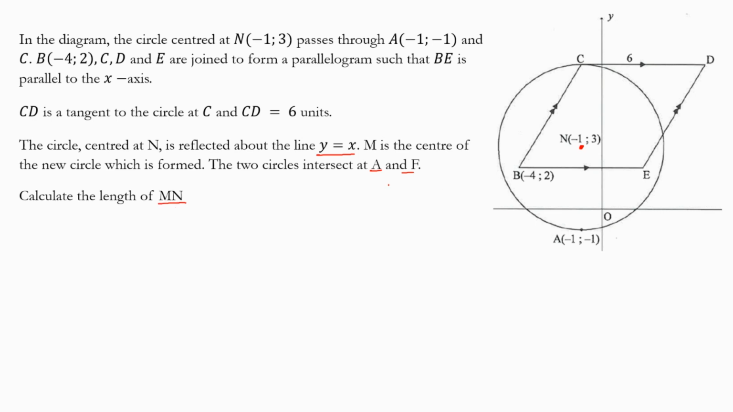Right, what happens if a point is reflected about the line y is equal to x? The x coordinate becomes the y coordinate and the y coordinate becomes the x coordinate. We have the line y is equal to x, and if this point is reflected about this line, we're going to have the center here, which is M, and then y becomes x, x becomes y, so it becomes (3, -1). You see that? So you just swap the x and y coordinates around, okay?